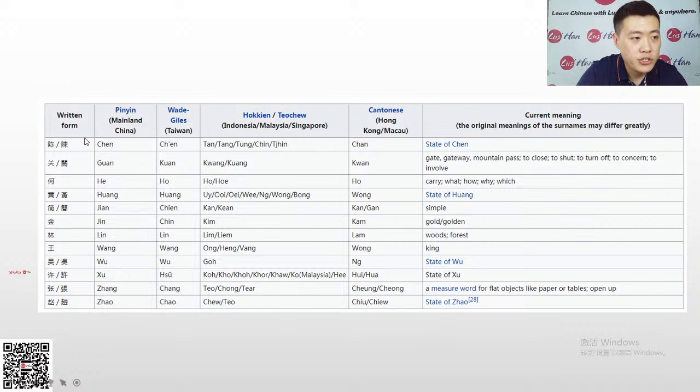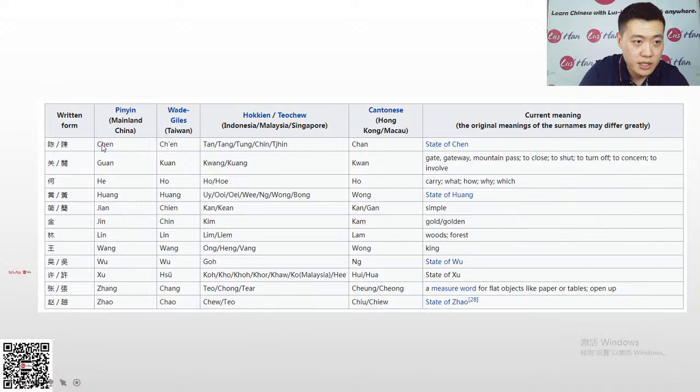These pictures show the surnames, their handwriting and spelling, and how different countries pronounce them. Like the first one, Chen. There are two written forms of Chen with the same meaning, but the second is used in Taiwan and Hong Kong, which is the traditional Chinese. In mainland China, we use the first type, simplified Chinese.